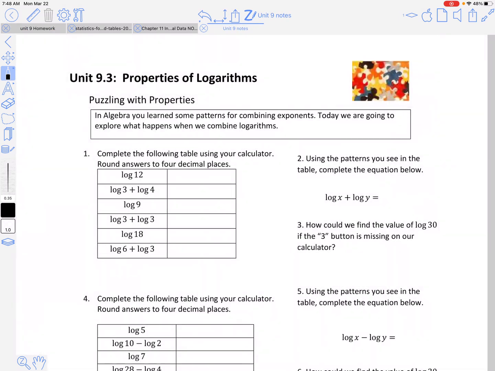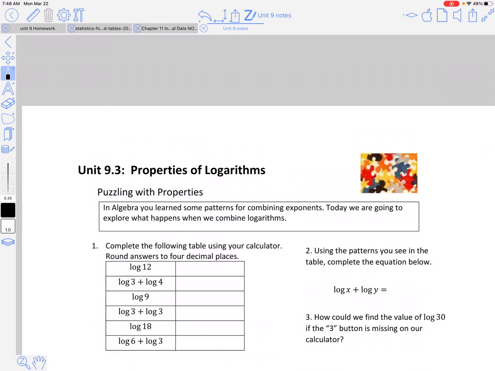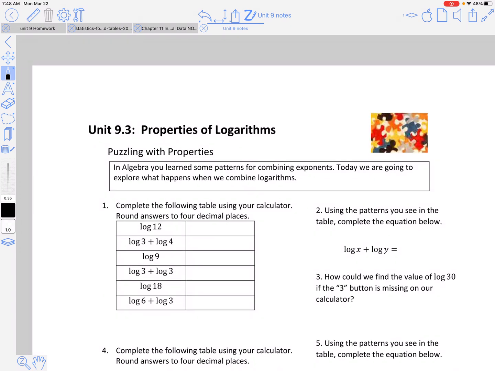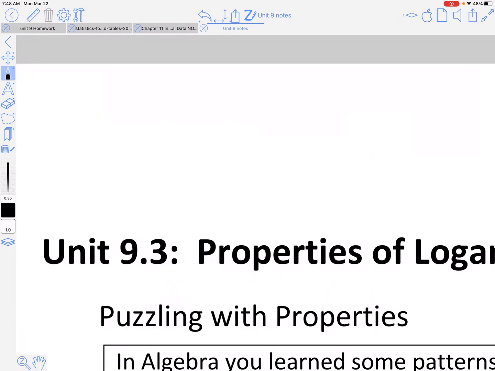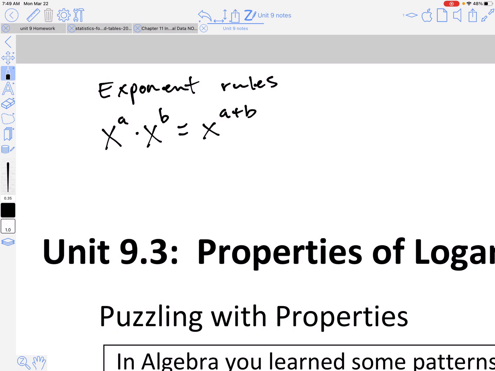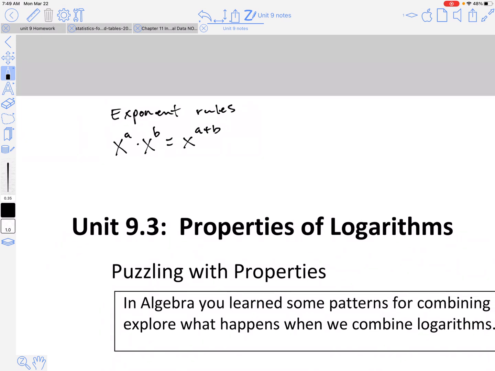All right, so back to the notes. What I want you to do is pause this. Actually, don't pause it yet. Sorry, I wanted to go over some exponent rules real quick first. So have these up here, exponent rules. A few things about exponent rules. If we have x to the a times x to the b, if you remember, it was x to the a plus b. So you can give yourself an example of that.